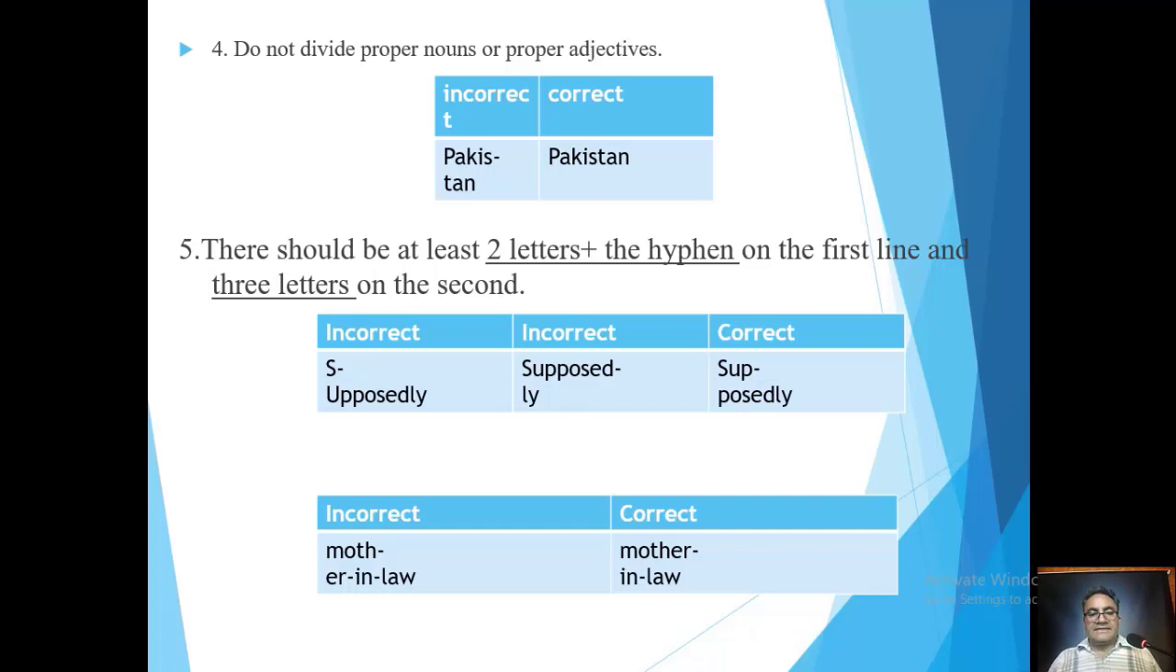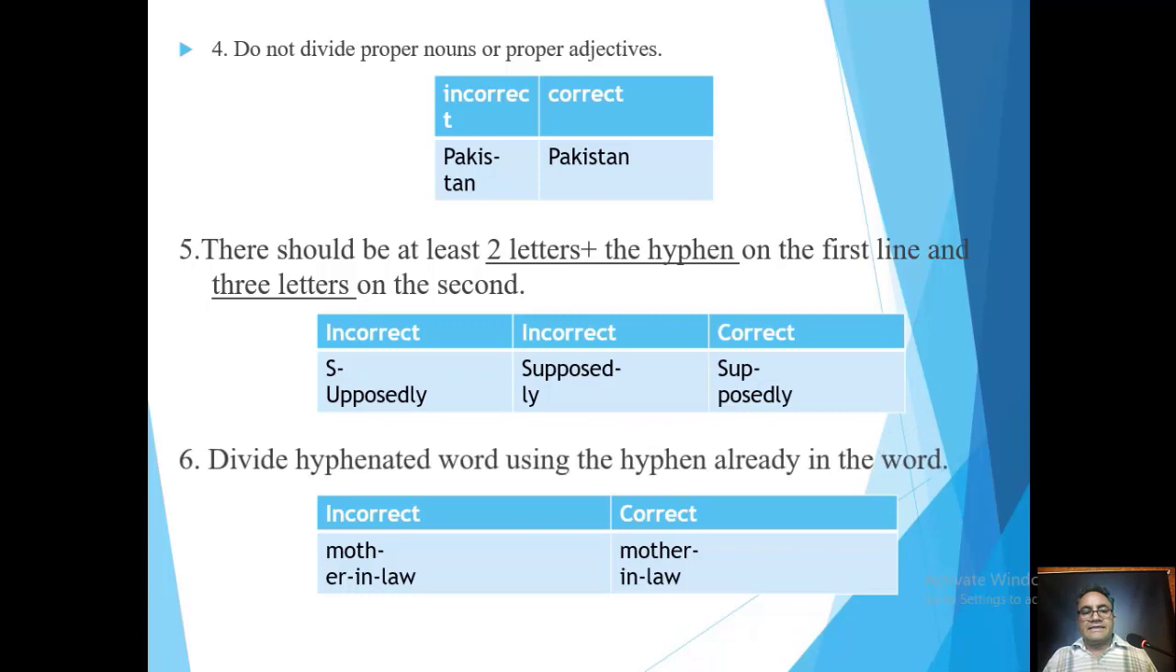Next rule is, divide hyphenated words using the hyphen already in the word. If the words already have hyphens in them, then do not put an extra hyphen on them. If you look at this, this is incorrect, and mother-in-law, this is correct.